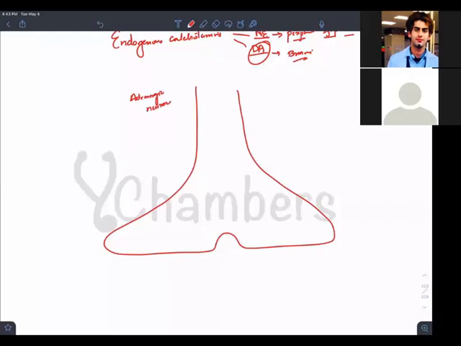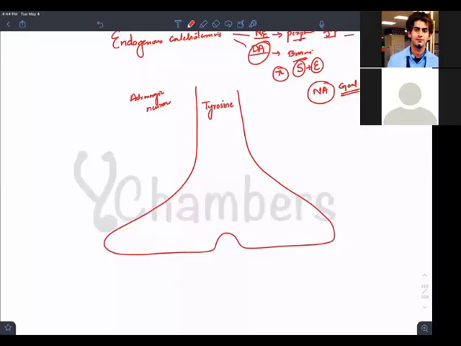What will this adrenergic neuron do? First, there should be a focus on what we have to make. We have to make noradrenaline. This is the goal. What things do I need? I will need substrate plus enzymes. What is the substrate? Tyrosine. Tyrosine is the amino acid which you will be using.